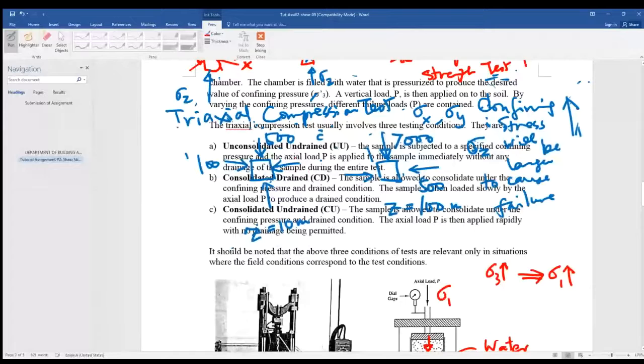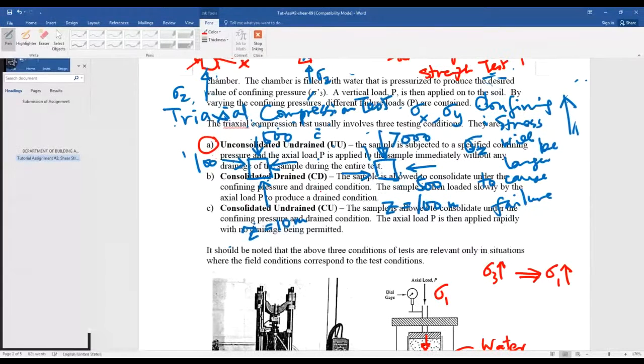So that's why in part A, you have the unconsolidated undrained test. You have no time given for the water to escape from the specimen. So anything you add on the soil specimen, that loading could be resisted by the pore water pressure, but not by the soil particles. That is called the unconsolidated undrained test. But that's a pretty lower quality testing because you're not investigating the interlocking of the soil particles.